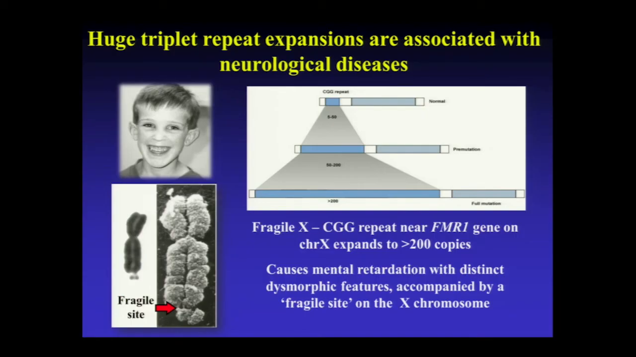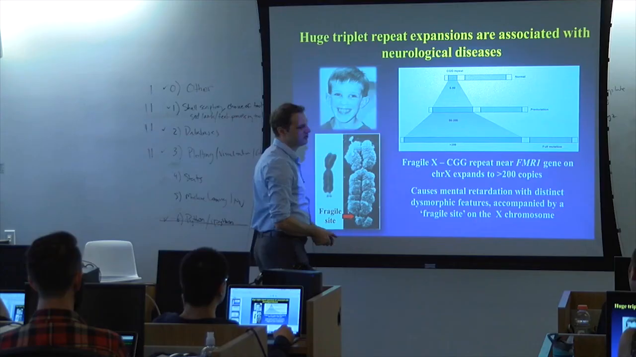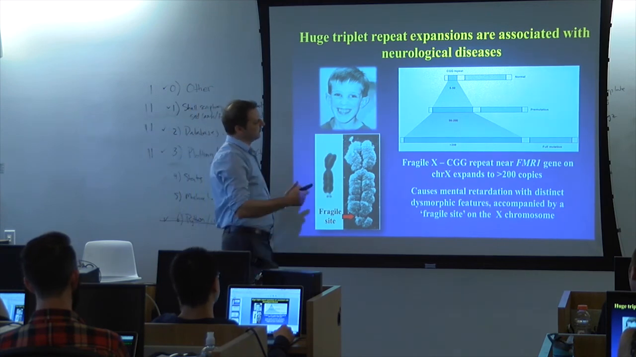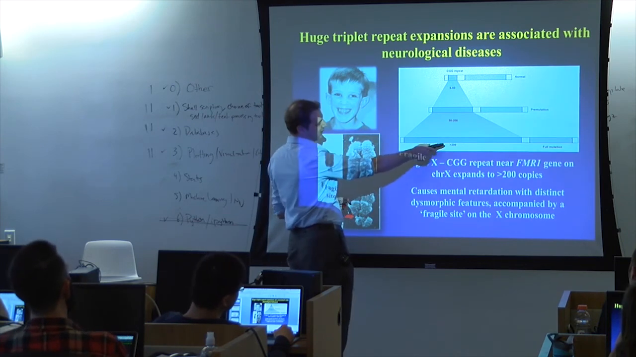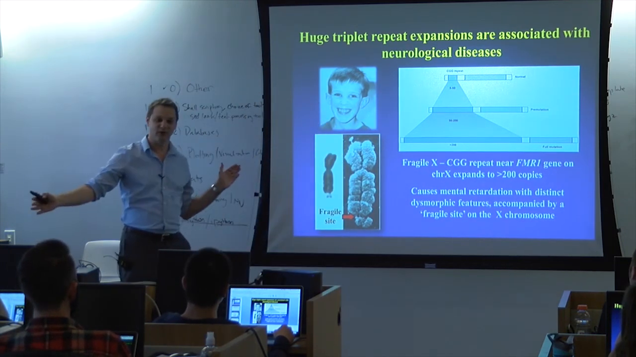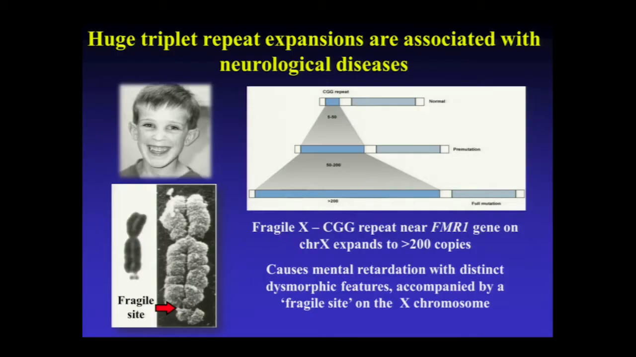So for example, Fragile X, the most common cause of intellectual disability in humans, is caused by an expanded triplet repeat, a CGG motif that is on the X chromosome, just upstream of the FMR1 gene. Normal individuals have about 5 to 50 copies of this CGG repeat. For reasons we don't really know, in some rare individuals, it will expand. And once it gets above about 200 copies, that's called a full mutation, and it will become heavily methylated and switch the nearby FMR1 gene off.